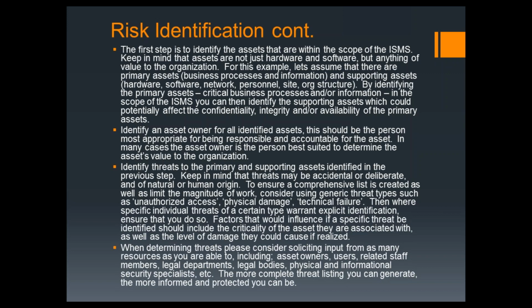The next step is to then identify threats to the primary and supporting assets identified previously. Keeping in mind, again, threats may be accidental or deliberate and of natural or human origin. To ensure a comprehensive list is created as well as limit the magnitude of the work, consider using generic threat types such as unauthorized access, physical damage, technical failure, natural disaster, etc. Then where specific individual threats of a certain type warrant explicit identification, ensure that you do so.